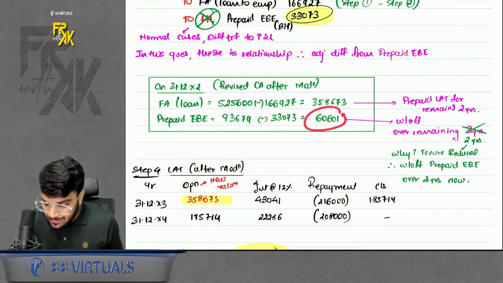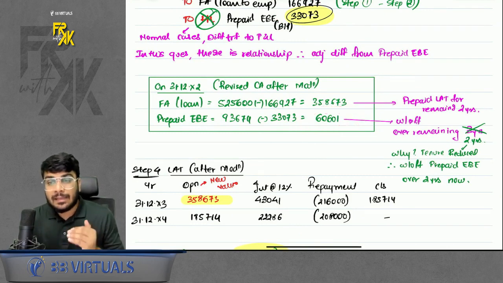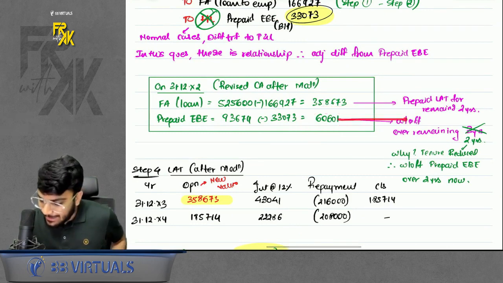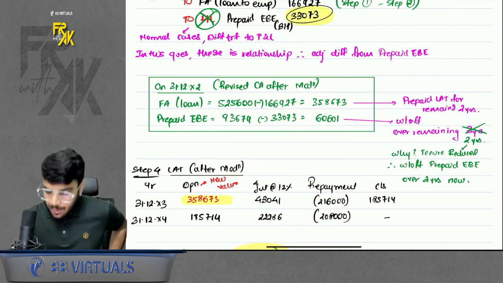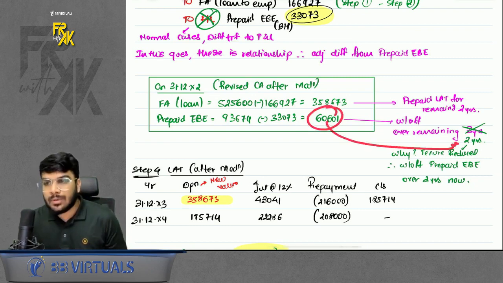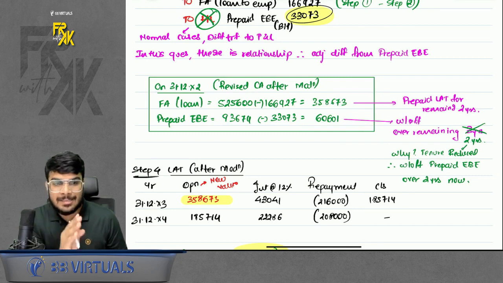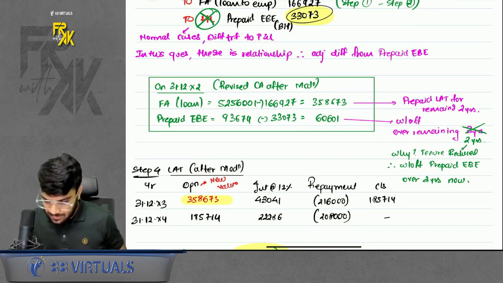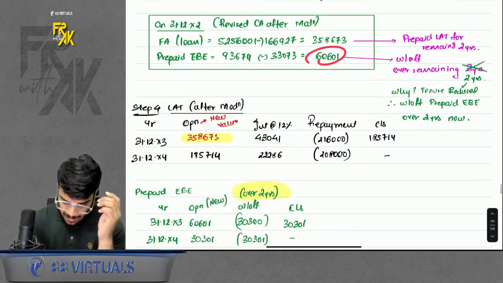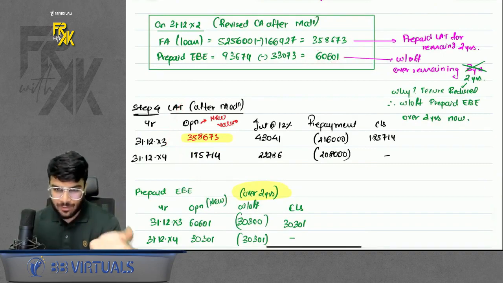Now you will write off only this much prepaid employee benefit expense. That also over how many years? Ideally the remaining tenure is 3 years, but you will write off this over only 2 years. Why only 2 years? Because we reduced the tenure now by making a 1 year principal prepayment. Right? That is why. Okay, done, sir. So step number 4 is going to be the LAT after modification.